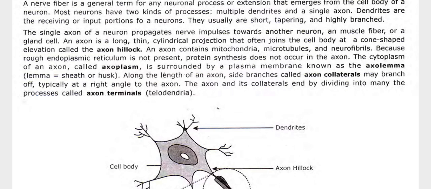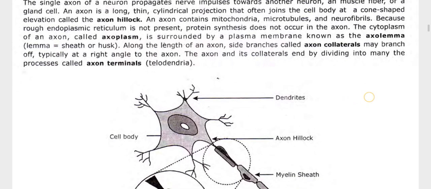An axon is a long, thin cylindrical projection that often joins the cell body at a cone-shaped elevation called the axon hillock. An axon contains mitochondria, microtubules, and neurofibrils. Because rough endoplasmic reticulum is not present, protein synthesis does not occur in the axon.